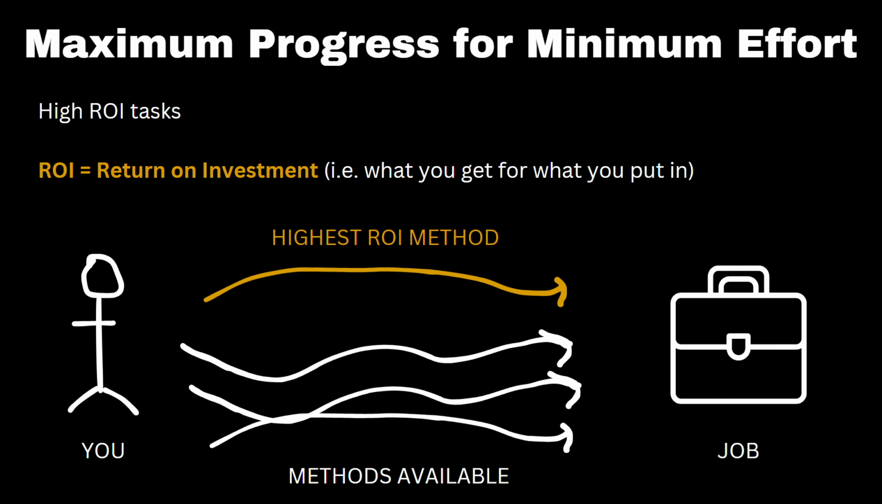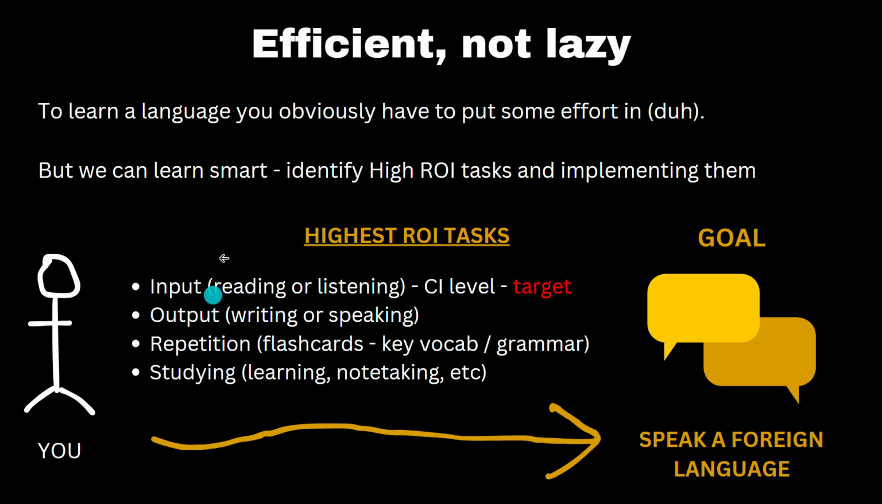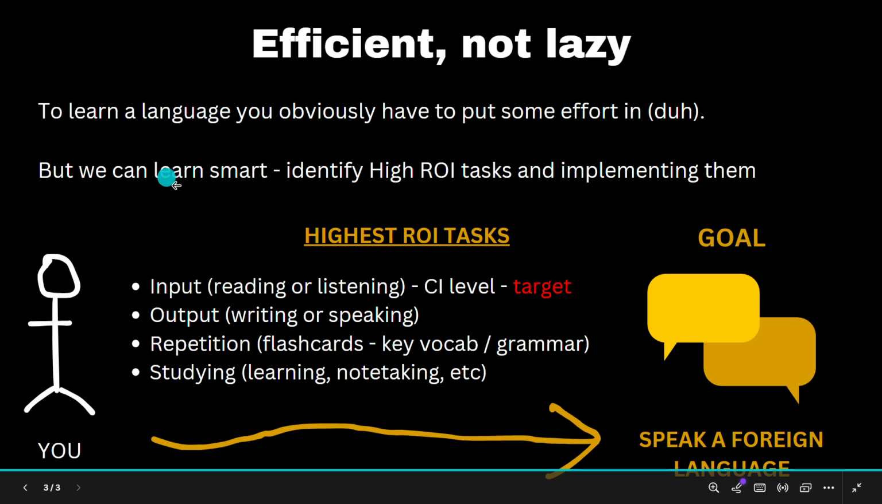And as this video is titled, learn a language the lazy way, which is not entirely accurate as a title, but we'll talk about that. We're being efficient, not lazy, is what I mean. So to learn a language, we need to identify these high ROI tasks and implement them. A few examples I've put below are input. If you haven't heard of input versus output before, input is basically reading or listening, as in you're consuming content. Output is producing content, so you're writing or speaking. Basically, we want to be doing all four of these things on screen and doing them in the most efficient way possible.